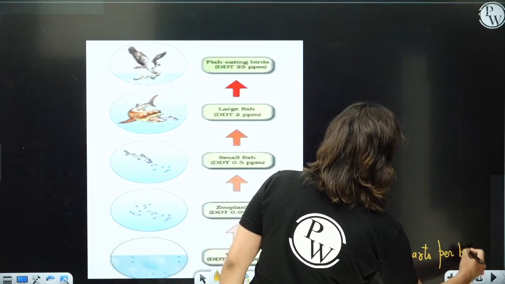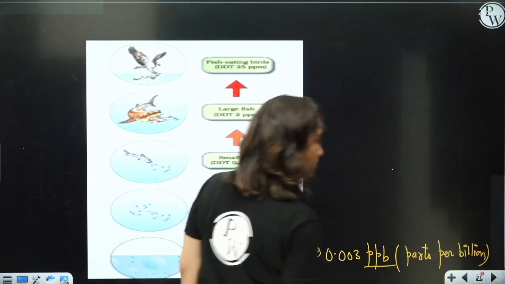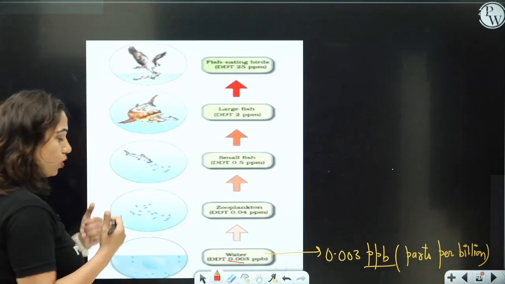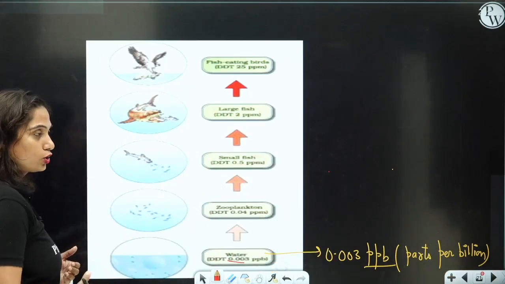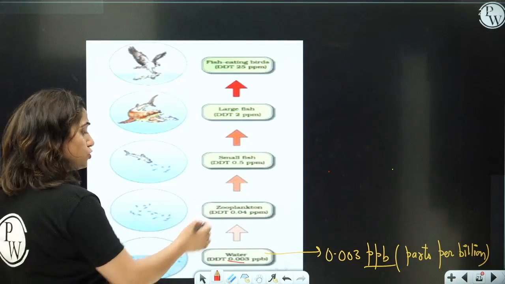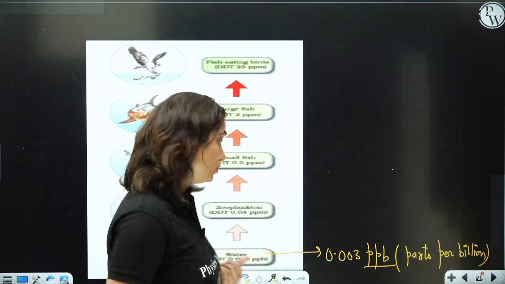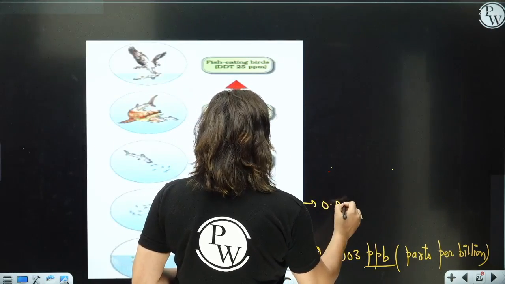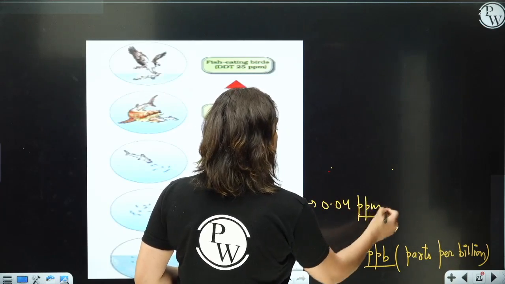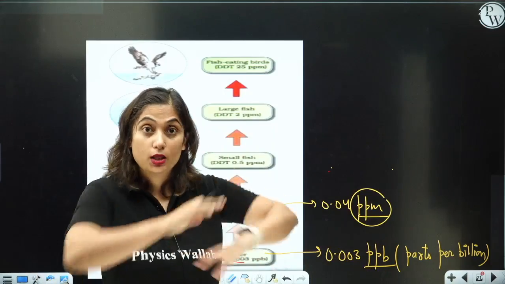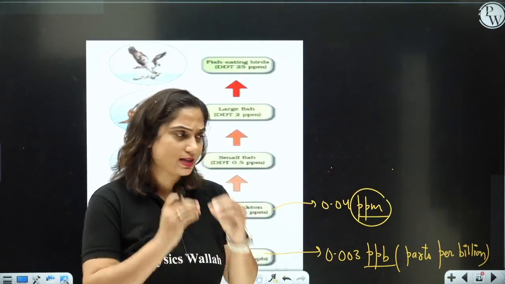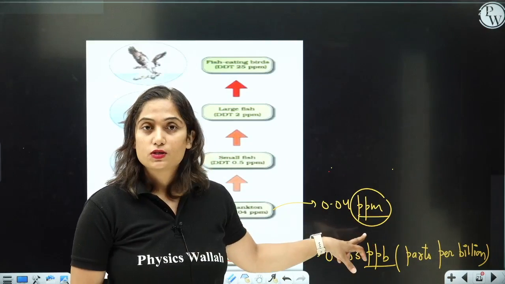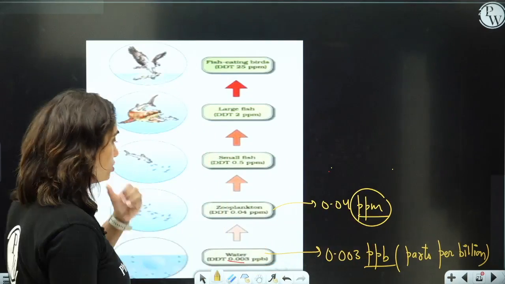ppb is parts per billion. So the fishes present in the water, they take this water. The zooplanktons are the microscopic animals which are present in the water. When zooplankton ingest this water, the concentration of DDT inside the zooplanktons becomes 0.04 ppm. See, this is ppm and this is ppb. In the whole water body, the concentration of DDT is less, that is parts per billion. But when the zooplankton ingests the water, the concentration is parts per million, 0.04 ppm.